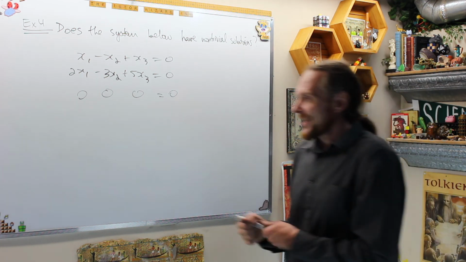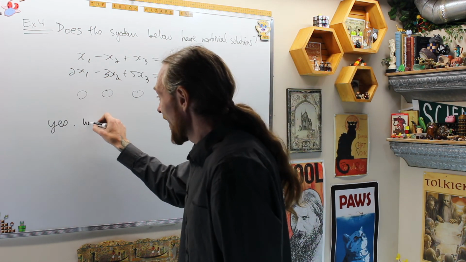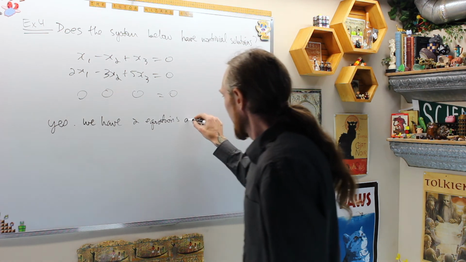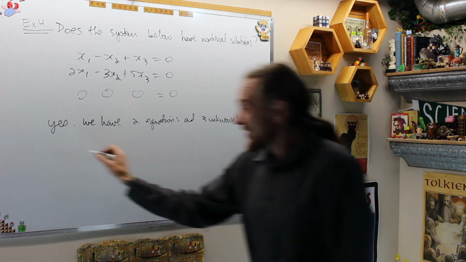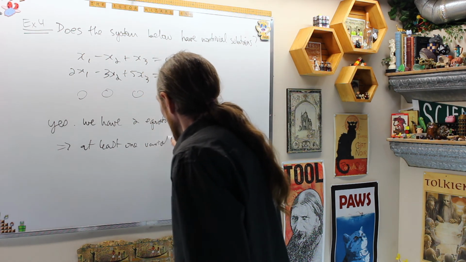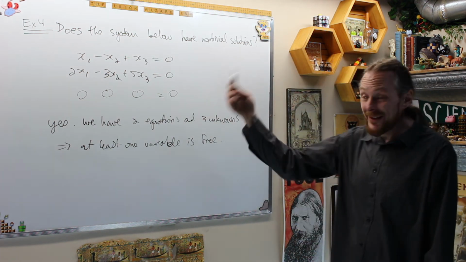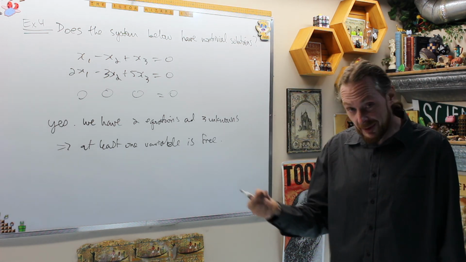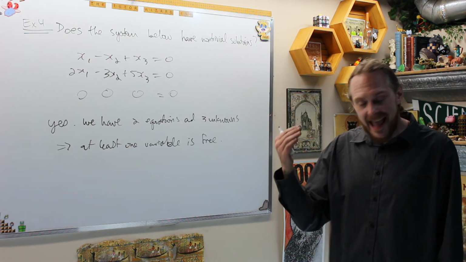How do I know that, or how do we say that? Yes, this has non-trivial solutions. Why? We have 2 equations and 3 unknowns, and that says at least 1 variable is free to be any number. We don't have enough information in the system to lock down everybody uniquely. We know there's the trivial solution, so there can't be a unique trivial solution. So there have to be non-trivial solutions every time this happens.